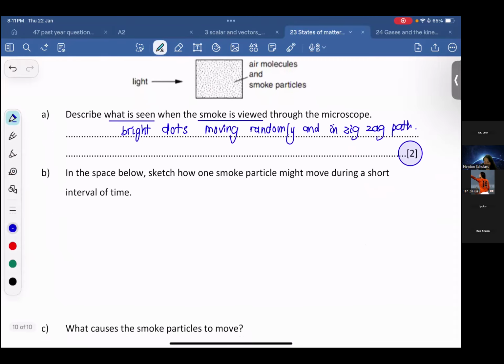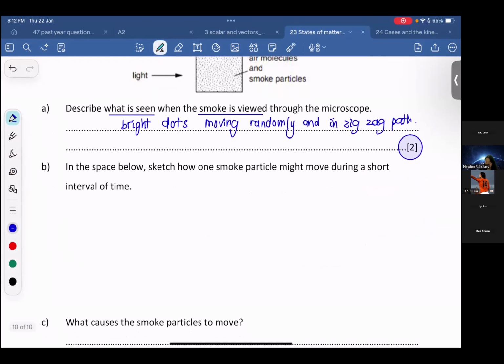In the space below, sketch how a smoke particle might move during a short interval of time. You can start from any way. This is the smoke. Then, as I told you, using a ruler, draw a straight line. Then after that, you change direction. When you change direction, please also draw a straight line. Then change direction again, in a random direction. Something like that.